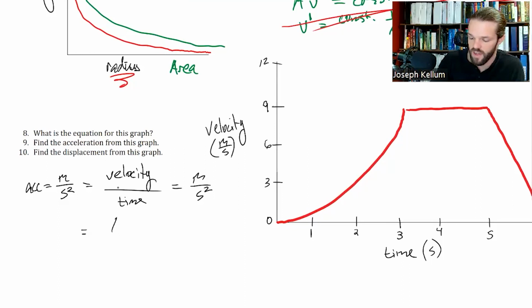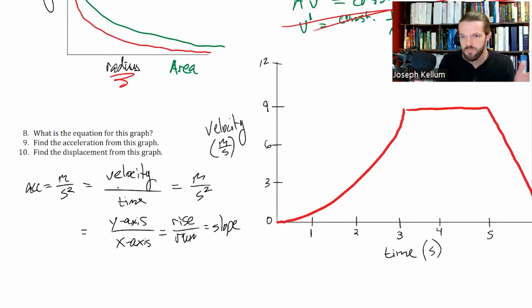And so anytime you take basically what I said here when I said divide velocity by time, it's divide y-axis by x-axis. Y divided by x, same as you probably have heard it a million times over as rise over run, which is slope, right? So that's how you go about finding that.